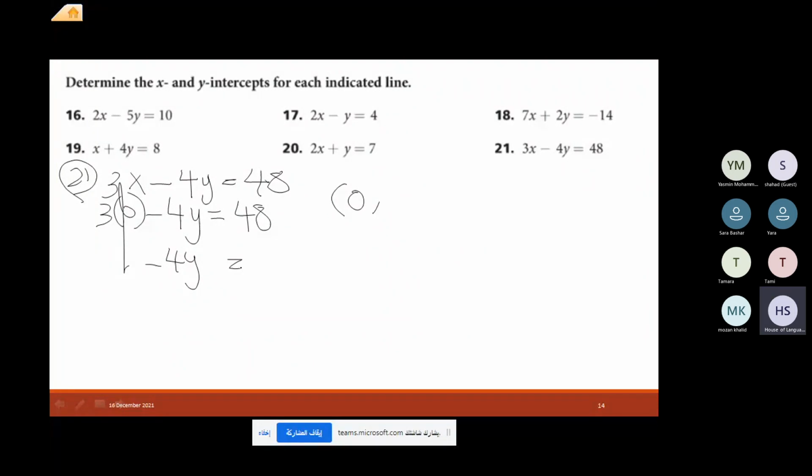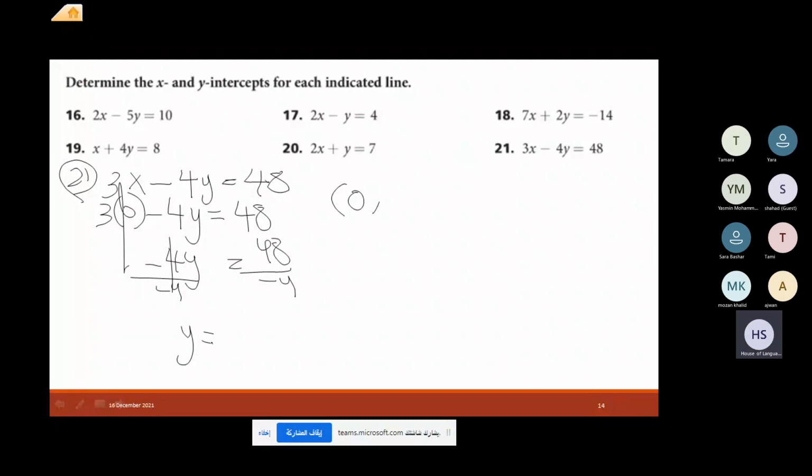Okay, negative 4y equals, then divided by 4. Then negative 48 divided by 4. Negative 12. Teacher, this one is the y-intercept, right?